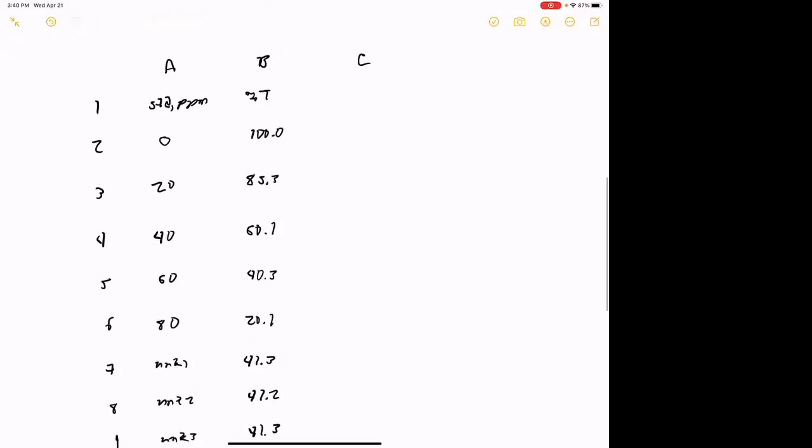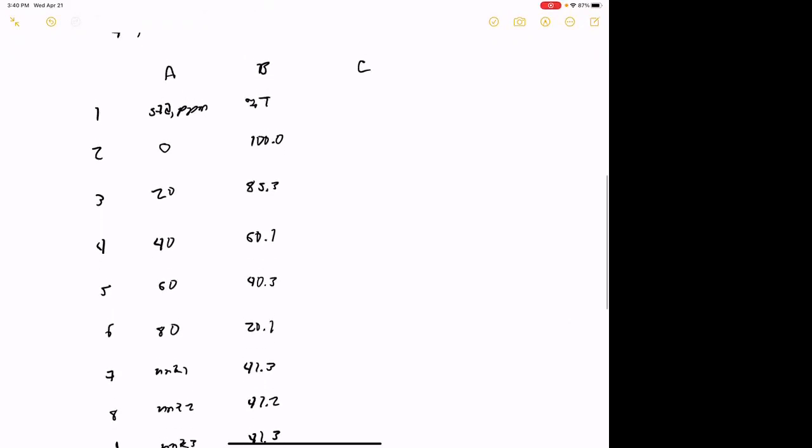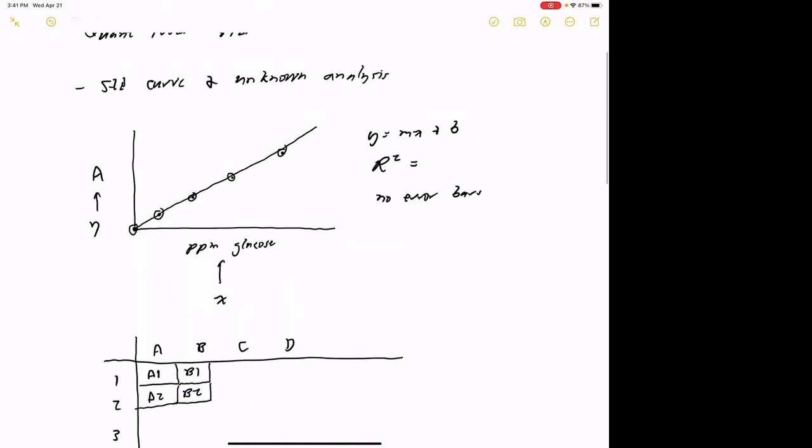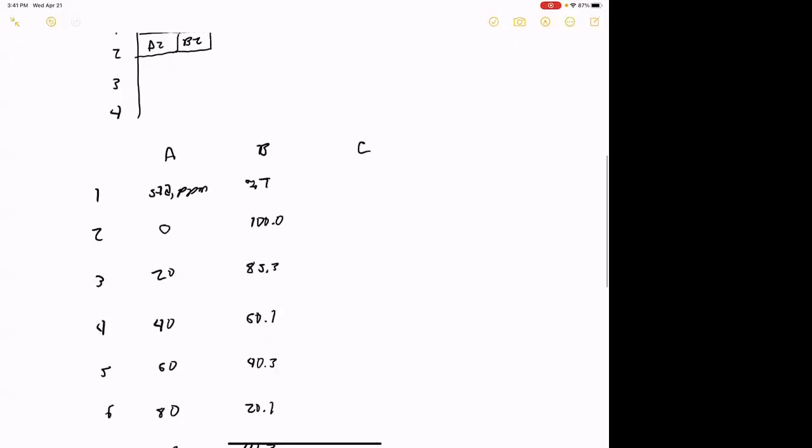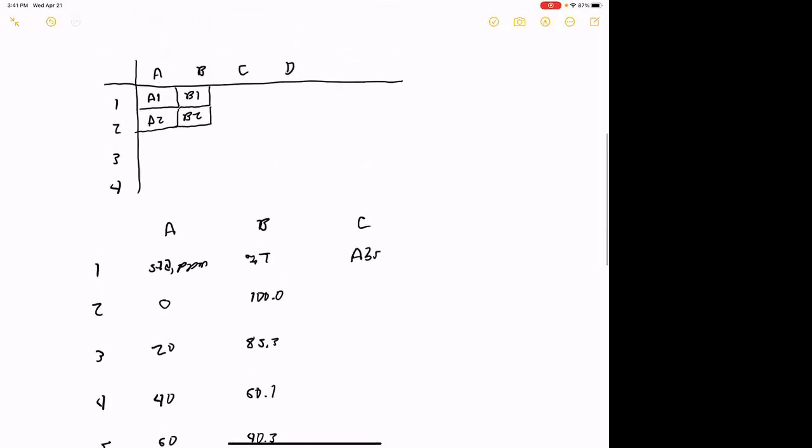All right, so here's what we could actually do with this. Now, let's say I want to get to absorbance because that's what I'm going to plot up here, right? I want my plot to be absorbance versus ppm glucose. So I need my Y values. So I could put absorbance up here under C, okay? Now, here's what I would do. We know how to get from percent transmittance to absorbance, right? We know that absorbance is equal to the negative log of the transmittance, okay?